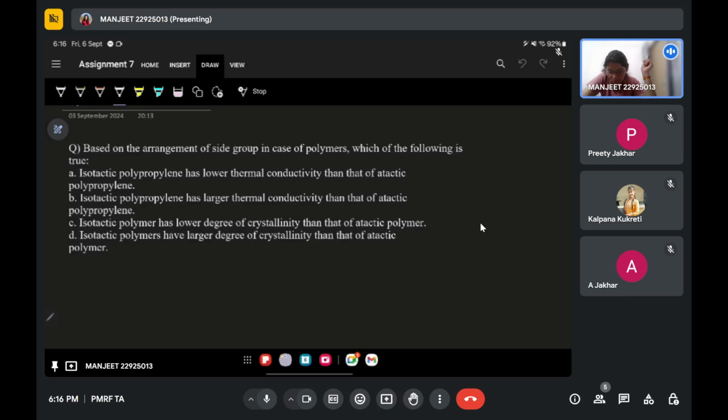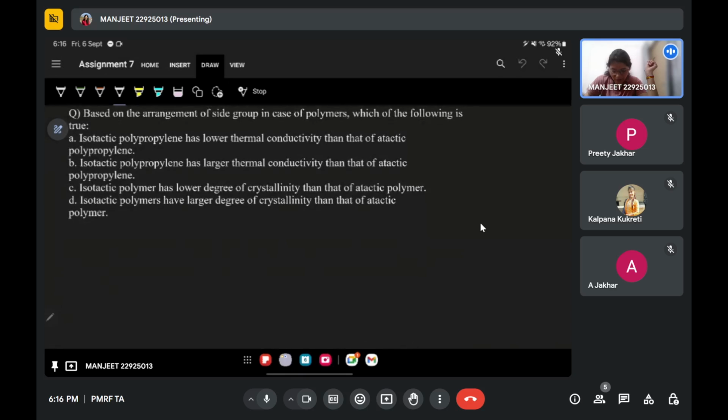A part: isotactic polypropylene has lower thermal conductivity than atactic polypropylene. B part: isotactic polypropylene has larger thermal conductivity than atactic polypropylene. C part: isotactic polymer has a lower degree of crystallinity than atactic polymer.